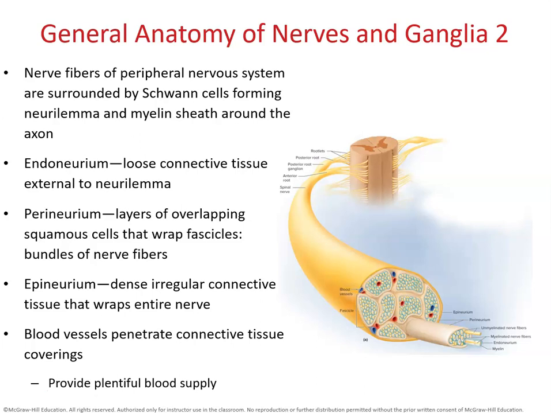Our next layer is the epineurium. This is denser, irregular connective tissue that goes around the entire nerve. And then we have blood vessels that are able to penetrate through these layers of connective tissue and provide adequate blood supply.